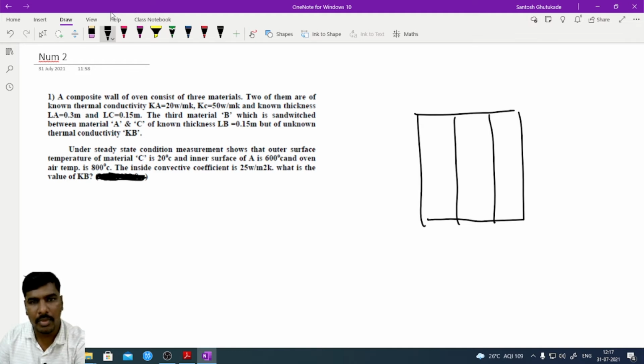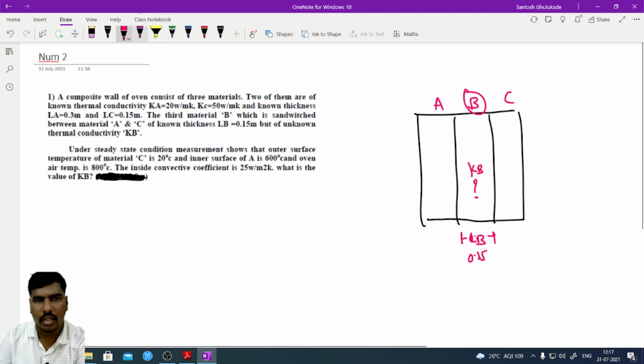The third material B is sandwiched between material A and material C, of known thickness LB 0.15 meter. So here I will write LB 0.15 meter, which is given in the problem. But the thermal conductivity Kb is unknown. We don't know the Kb.